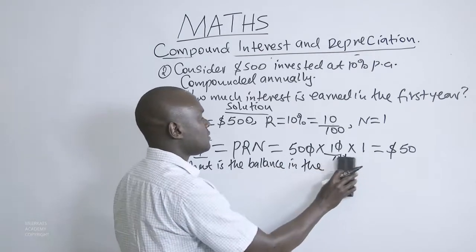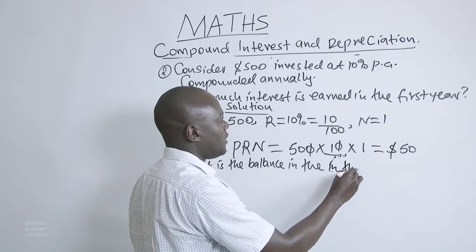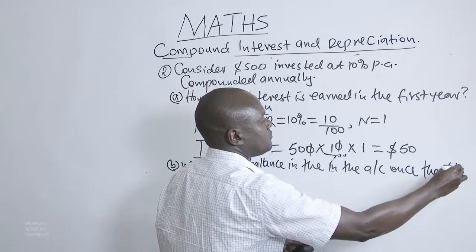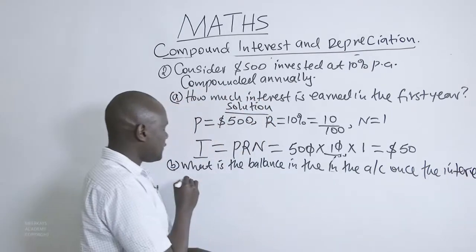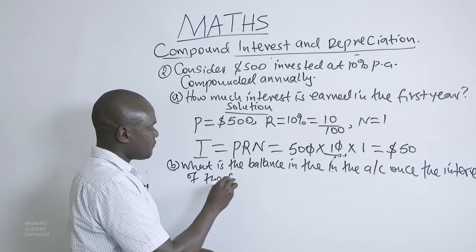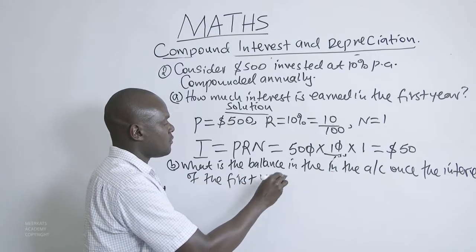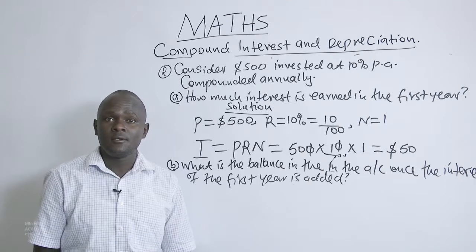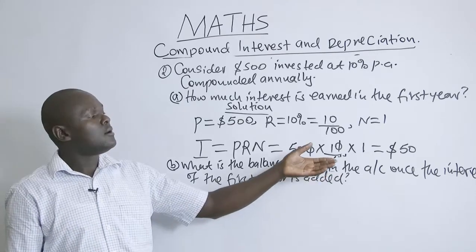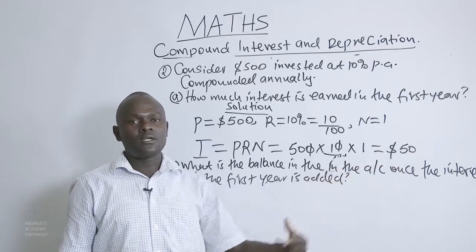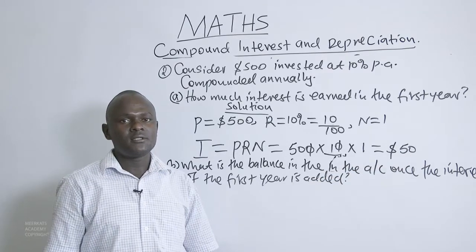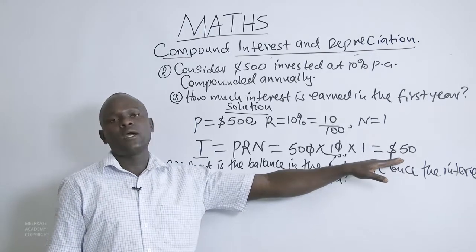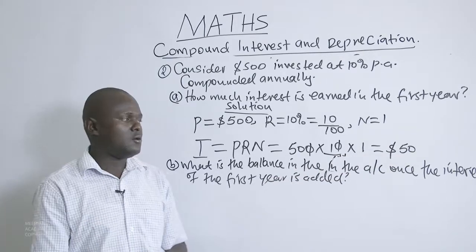What is the balance in the account once the interest of the first year is added? We want to know the balance, because after accruing an interest of $50 on an investment, we expect that the principal amount that was invested, together with this accrued interest, will be present in the account.